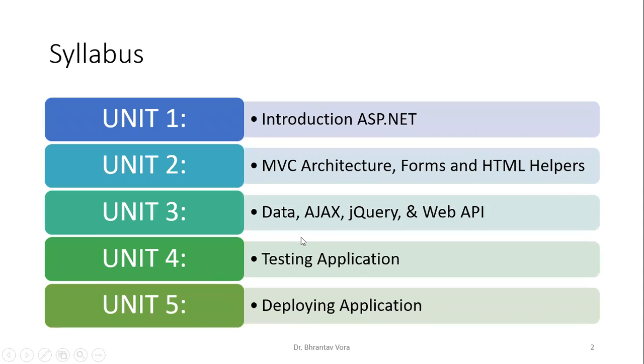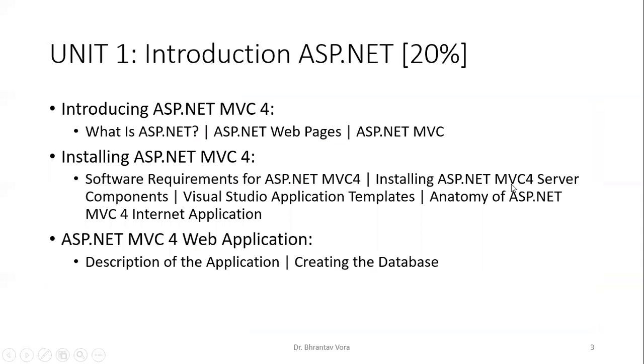Friends, this subject and its syllabus is divided into 5 different units. Unit number 1, 2, 3, 4, and 5. Introduction to ASP.NET, then MVC architecture, data annotation, AJAX, jQuery. In unit 4, we will discuss testing of the application, and in unit 5 ultimately we will deploy our developed application. So let us go through each unit in detail.